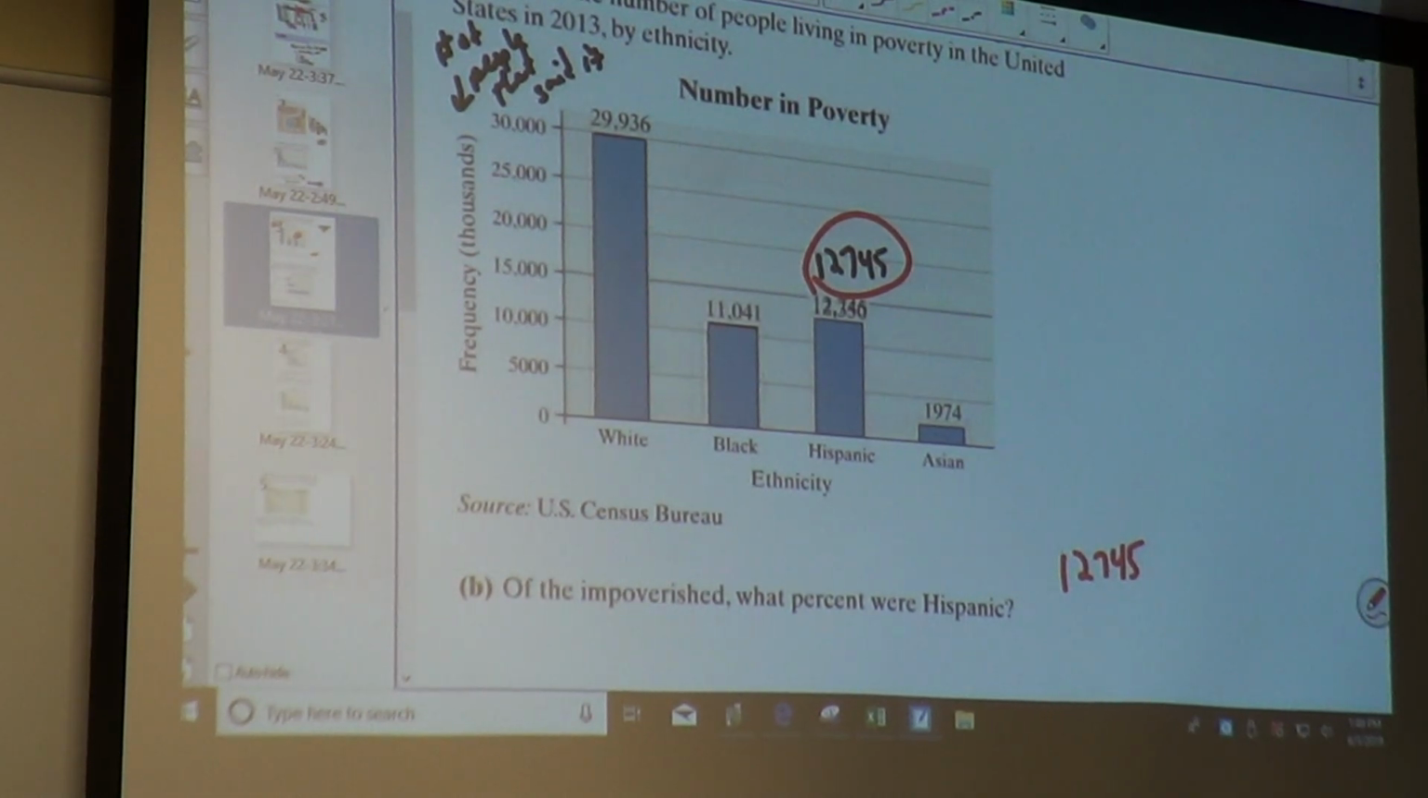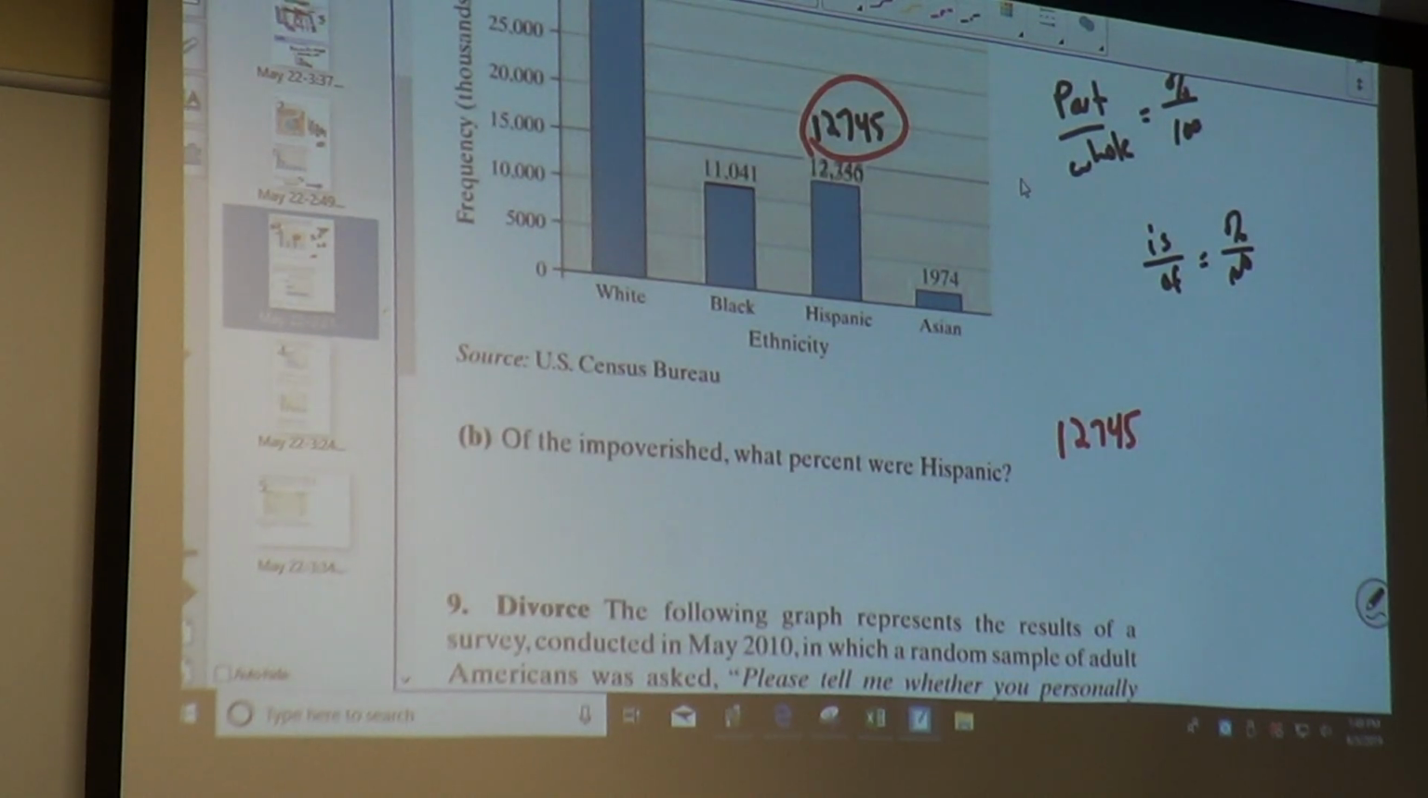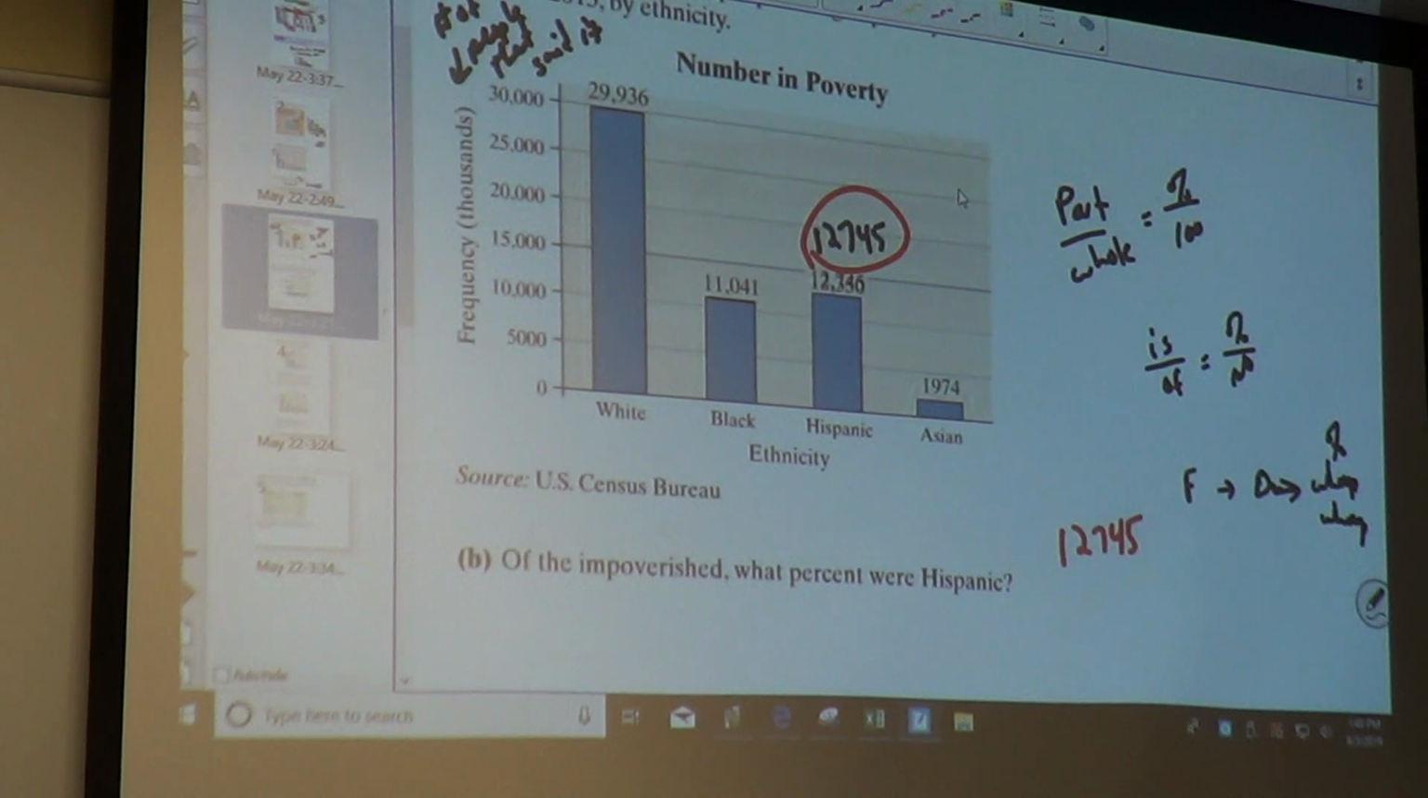So, there's a couple of ways we can do this. Some of us may remember part over whole equals percent over 100. Some of us may remember is over of equals percent over 100. Or some of us may even just say, I want to take a fraction, turn it into a decimal, and then get my whoop whoop on to make it a percentage. All of those are gonna work.